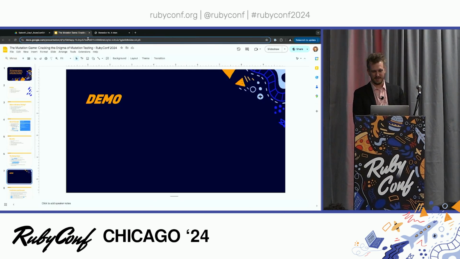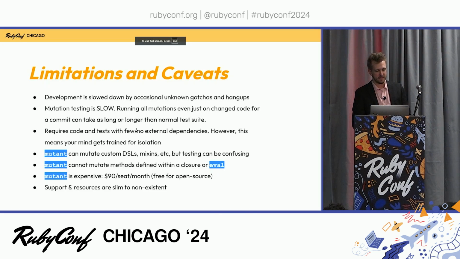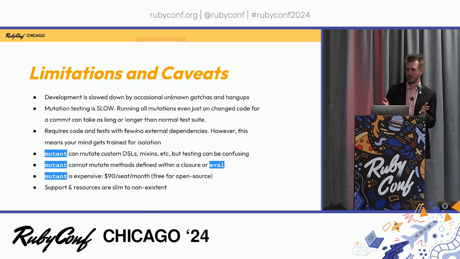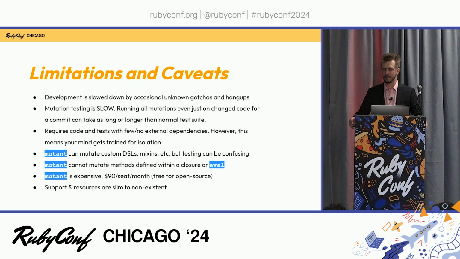All right, demo over. So let me just talk for a little bit about the limitations and caveats, despite the one I just talked about. The thing with mutation testing is that it'll slow your development down. This makes sense because you're being more sure and more certain of what you're doing, but you also have occasional unknown gotchas or hangups, not dissimilar to the one that I just showed. Sometimes the mutant gem will throw up weird errors because of its threading. Sometimes it will just freak out, and you have to understand what's going on, what spec it's running, and find the error.